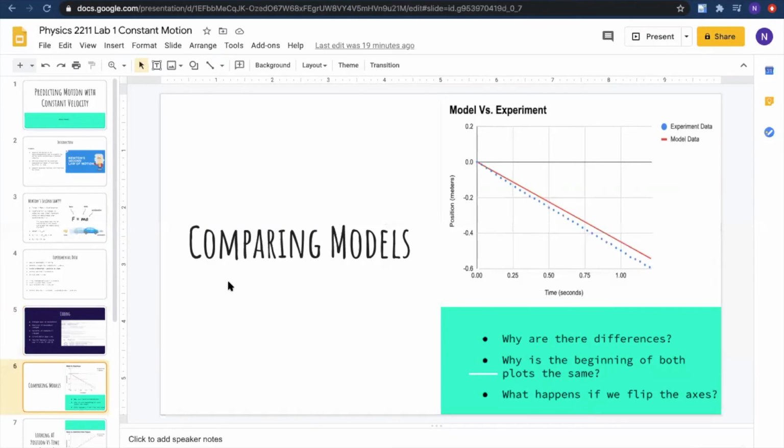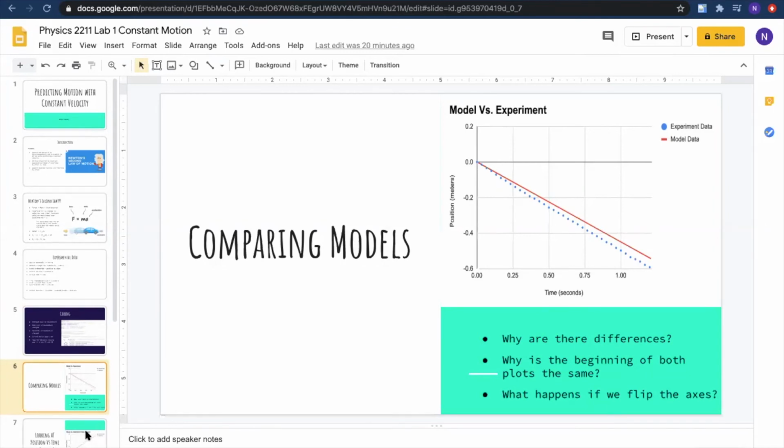Now, when we compare models between the computational and the real program, we can see that they're both linear, moving in the same direction. However, there are some discrepancies and there are some differences. There can also be an effect with the fact that the speed wasn't really constant to begin with. When we push the ball, it may not have been maintaining a constant velocity the whole time.